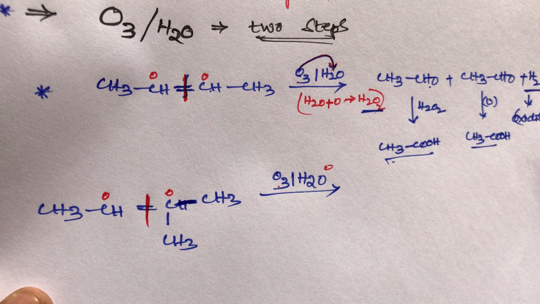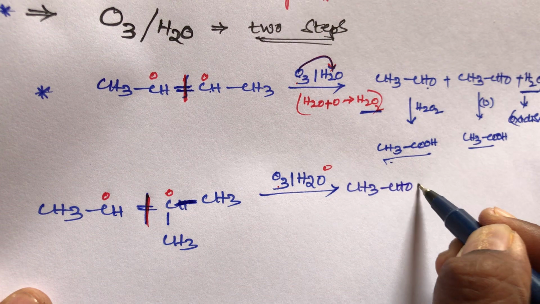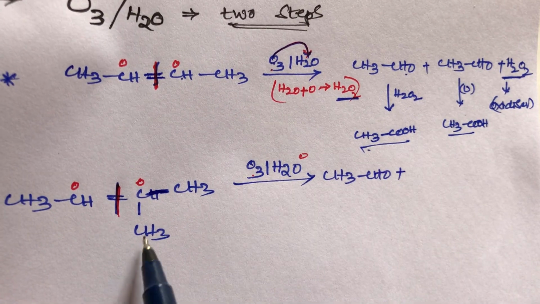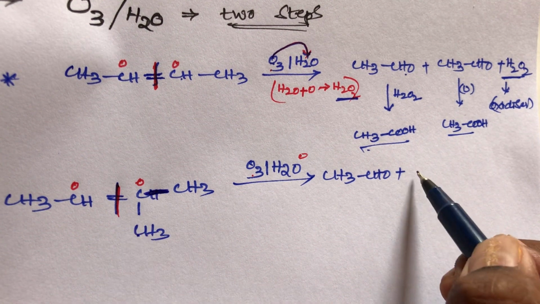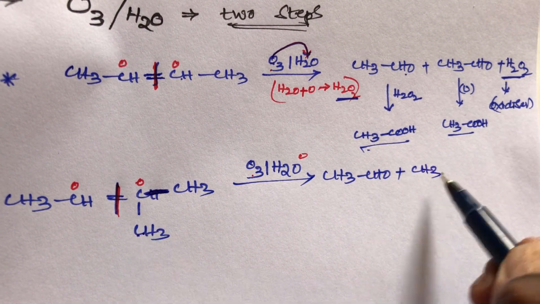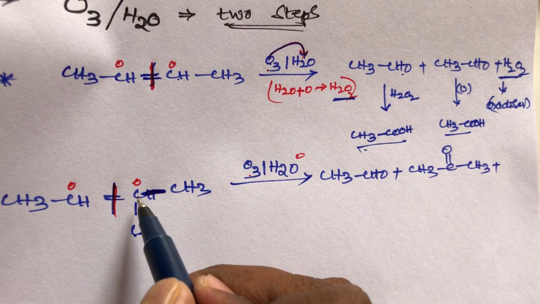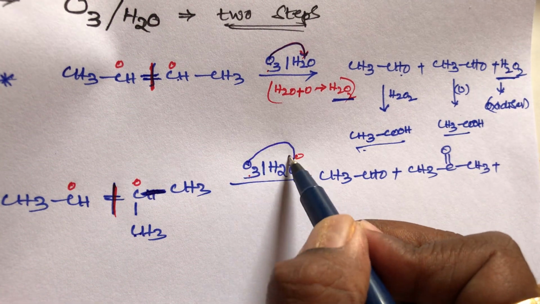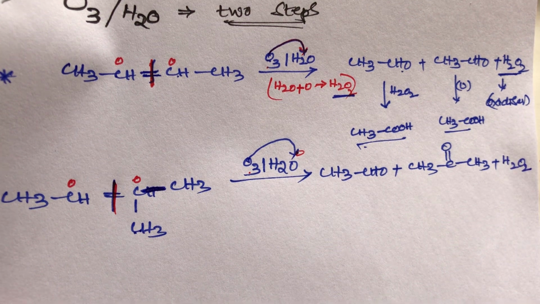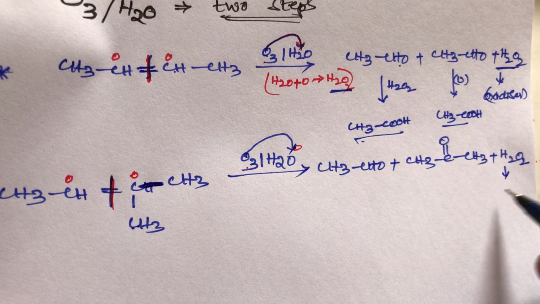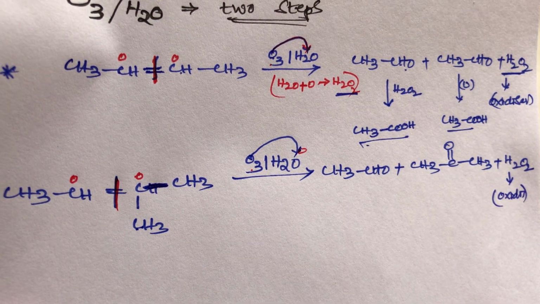So what is the product, student? After bond cleavage, the first product is CH3CHO, and the second product is CH3 C double bond O CH3, because there is no hydrogen on this carbon. One more oxygen is left. This oxygen combines with H2O, and H2O is converted into H2O2. This H2O2 acts as a weak, that is mild, oxidizer.